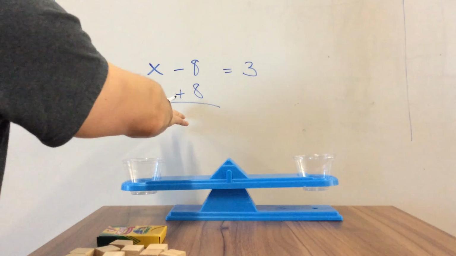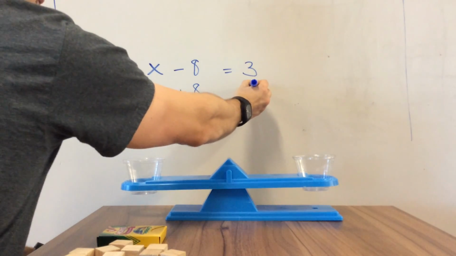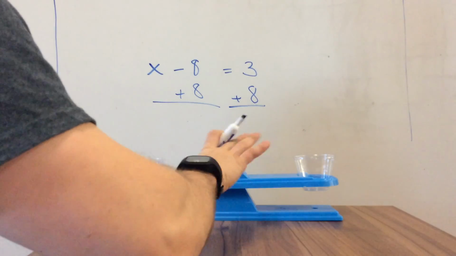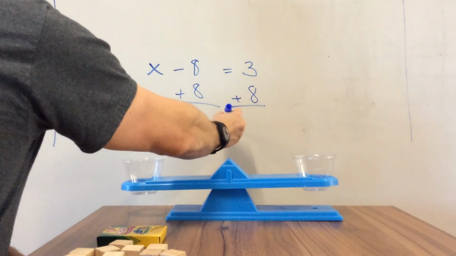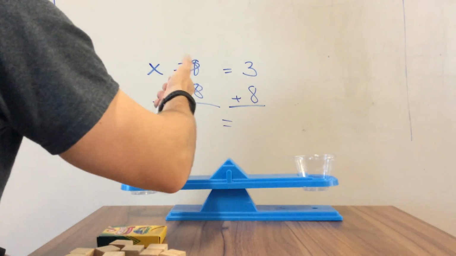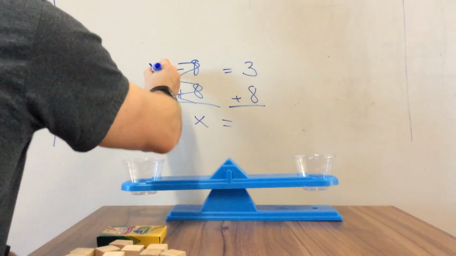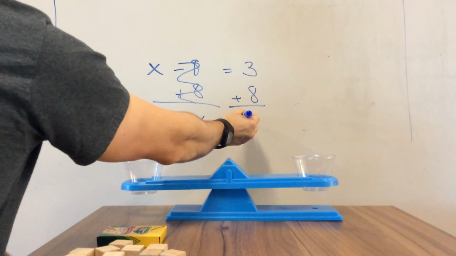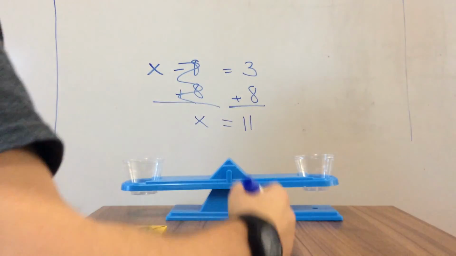I can't just do it to this side. It's got to happen on the other side as well. Otherwise, my scale's untrue. It's off balance. My equal sign is not true anymore. So I've got a -8 and I add 8 to it. It cancels out and I'm left with only the variable. So all that's left is to do the 3 plus 8 and I get 11.